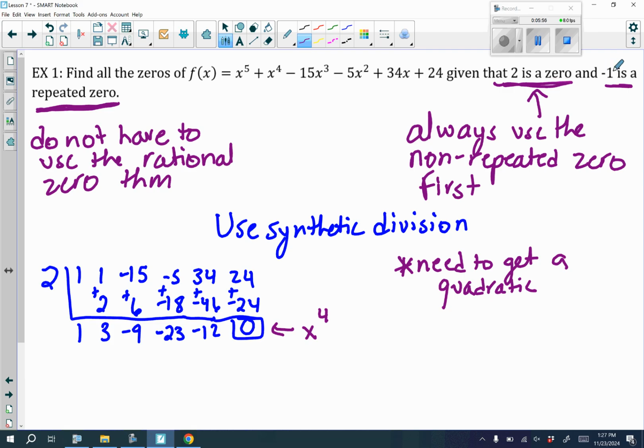Well, this is where the repeated 0 comes into play. So now we need to use our repeated 0 as many times as possible to get to a quadratic. So we have -1 as our repeated 0. Notice we went to an x to the 4th. I need to do synthetic division again until I get to x squared. Okay, so let's go ahead. We're going to do this again. So once again, I'm not going to really talk about how to do this since we've done it quite a bit here.